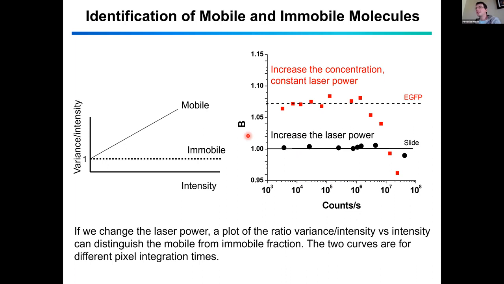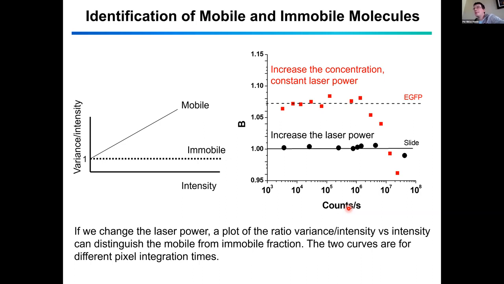This is illustrated on the graph on the right, where you have the brightness as a function of the measured counts per second on the photomultiplier tube. The black circles are measurements on a slide with immobile molecules. As expected, we get a brightness value of 1, which is independent of the number of counts per second, which was changed by changing the laser power.